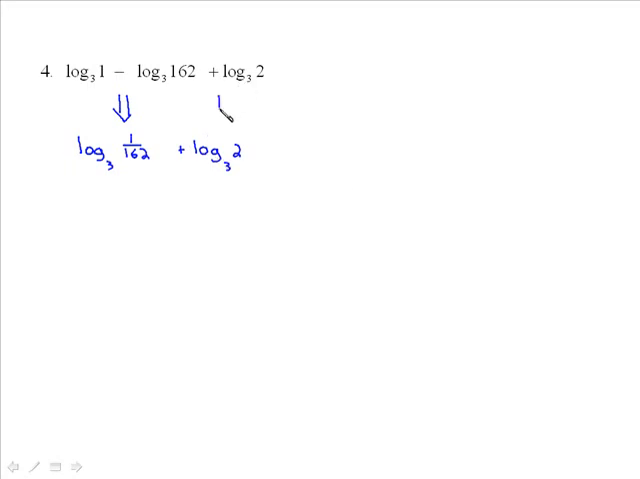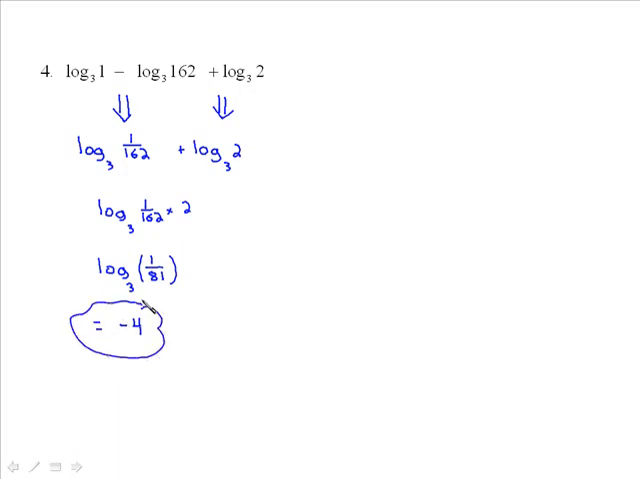And then because we're adding logarithms together, it means that we can combine them using the product rule. So this becomes the log of base 3, 1 over 162 times 2. And 1 over 162 times 2 over 1 is actually reducible to 1 over 81. 3 to the 4 is 81. So therefore, 3 to the negative 4 is equal to 1 over 81. So this whole thing is equal to negative 4. Not easy to see based on that original expression.